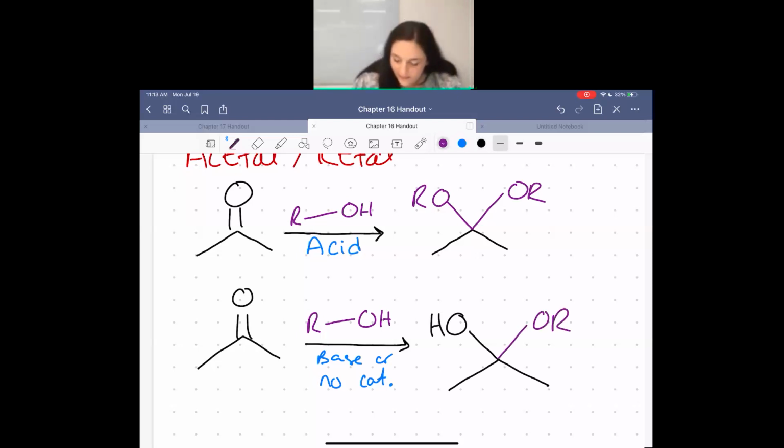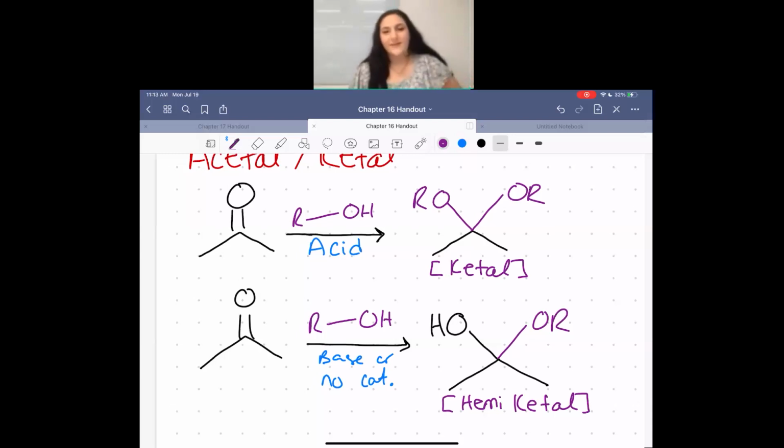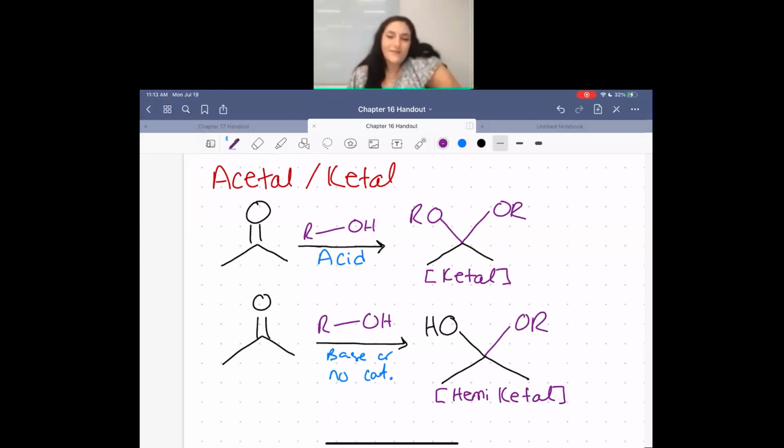So I will go ahead and label this. This is the hemi-ketol. And this is the ketol. You guys are doing amazing. So much participation for a Monday morning. Okay, so I'll leave this up for a second or two.